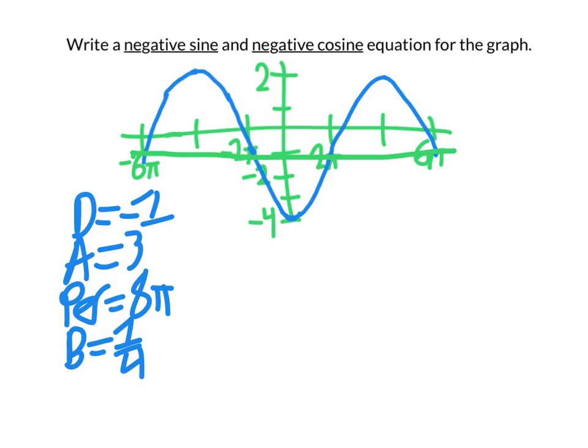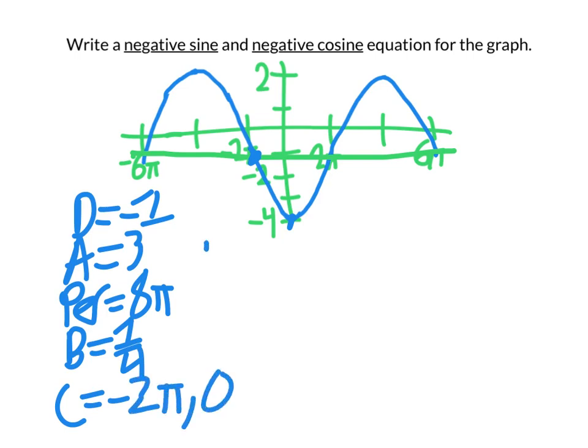And then for c, it depends on where you want to start the graph. If we're doing a negative sine and a negative cosine, we'd prefer to start it where the sine is going down and the cosine is at the negative max. So we would prefer to start it right here for sine and right here for cosine. So for sine, the displacement would be negative 2 pi, but for cosine it would be 0.